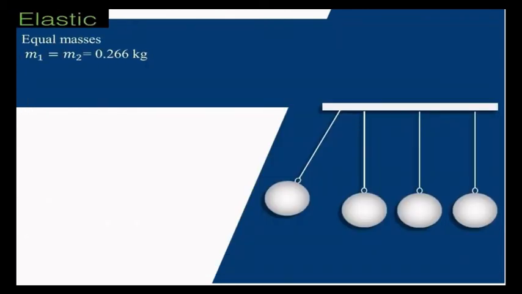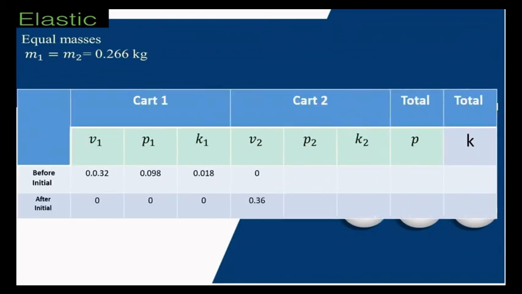Elastic collision data table for equal masses: mass 1 equals mass 2 equals 0.266 kilogram, and then find the blanks for car 2, total momentum and total kinetic energy.